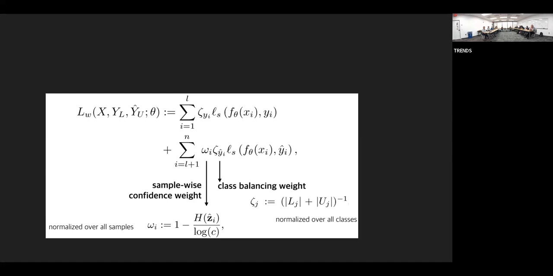So what is the entropy of a single sample? This is the entropy of Z hat, Z sub i, so it's a single sample. Just trying to figure out. So you're going from label 1 to L, and then from L plus 1 to N. So why are you doing the two steps?